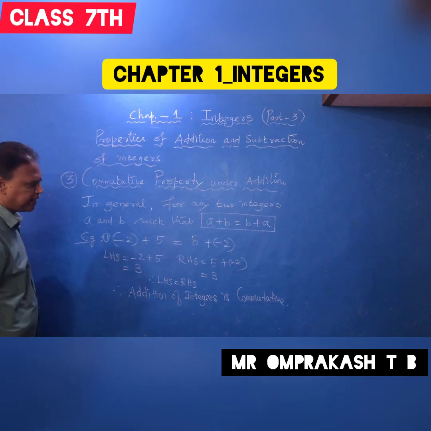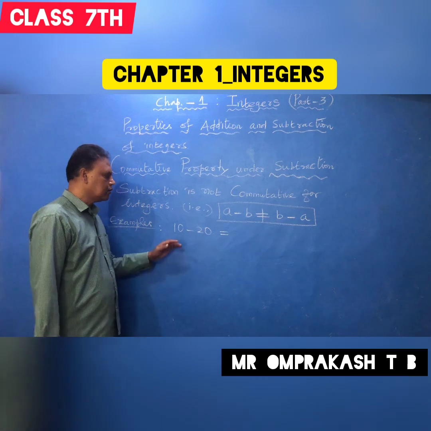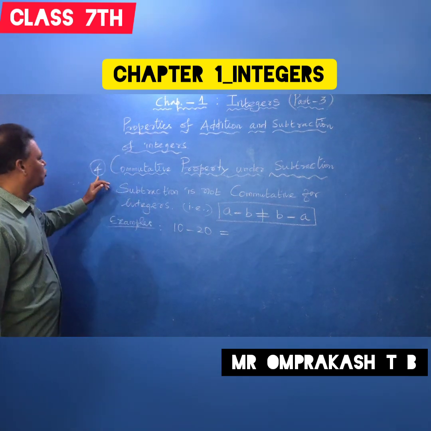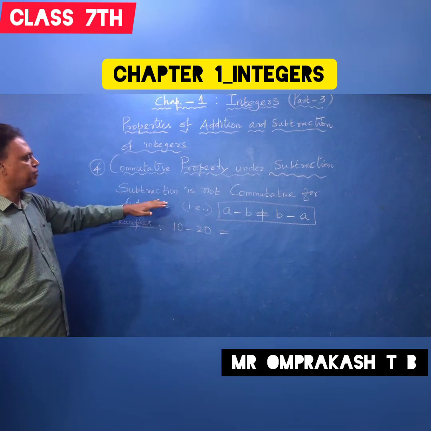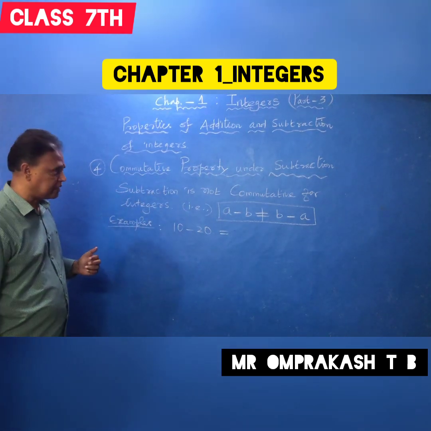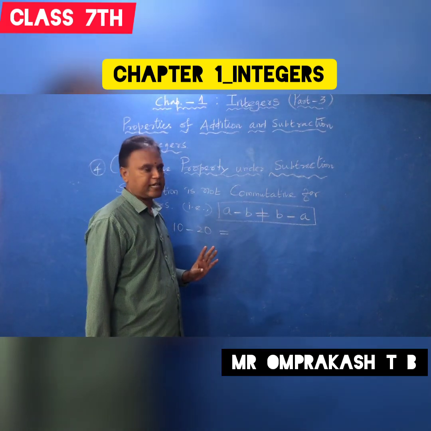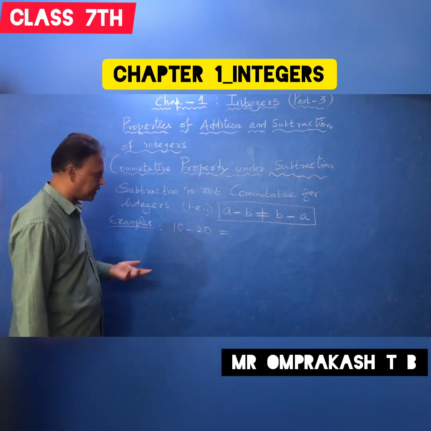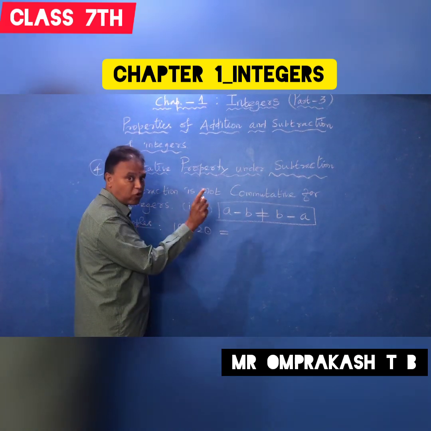So like this, so many examples we can see. You see, the fourth one, commutative property under subtraction. Always, subtraction is not commutative for integers. That's why a minus b is not equal to b minus a. It will not satisfy. You see, two numbers you take, subtract. 10, 20 I am taking. That means a is 10, b is 20.